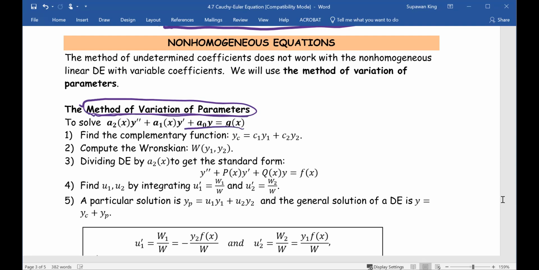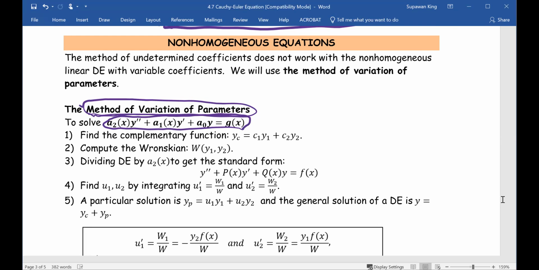Now our equation is the Cauchy Euler, where the coefficient would be a function in power form, the x squared, x, and so forth. The 5 steps remain the same. You find the complementary solution, using the way to find it for the Cauchy Euler.